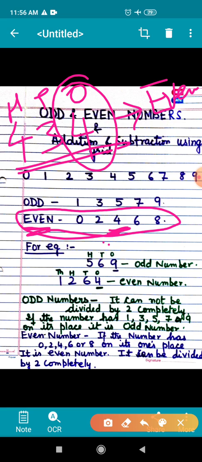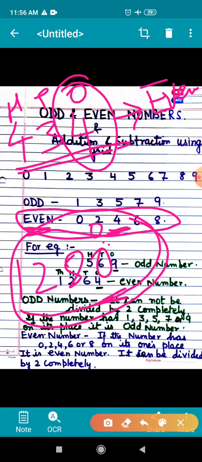Okay, similarly 1280. The ones place has 0, and so the whole number 1280 will be considered an even number. Children, hope you all have understood.